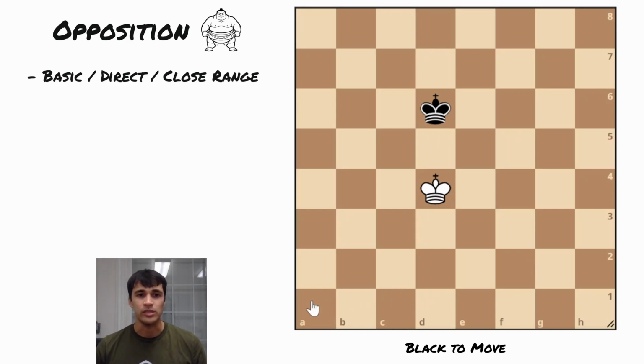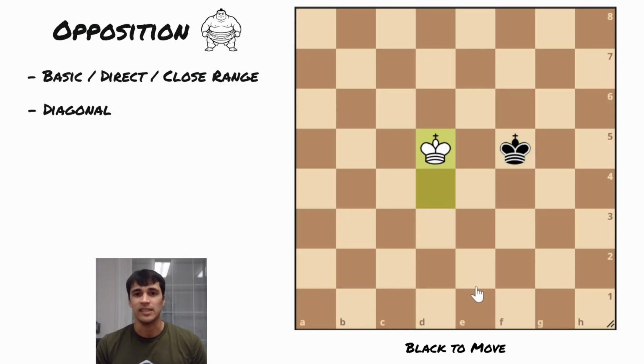Opposition also occurs in diagonal. So here we have diagonal opposition, where the kings are on the same diagonal and there is one square in between them. So this is the same as close range opposition, where it's black to move, therefore white has the opposition. And if the kings walk around each other, we'll see that they reach the exact same position as close range opposition. So again, black to move, white has the opposition.